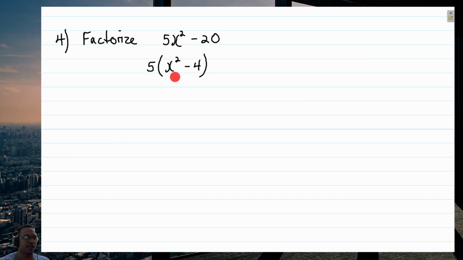Now when I look inside the brackets, I am seeing that I have two square numbers because I have x squared and 4 will be 2 squared. And I have a subtraction sign in the middle. So I'll have the difference of two squares. So now I can further factorize this part here using the difference of two squares formula. And that's your answer.